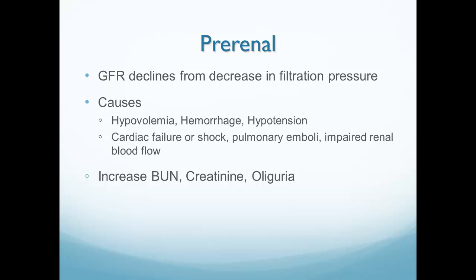So our GFR is going to decrease because of a decrease in our filtration pressure, because there's less blood flow getting to the kidney. What we're going to see as far as our symptoms goes is an increase in our BUN and creatinine. Those are going to start to rise over a period of a couple days here. Oliguria, so a decrease in our urine output. There's not enough blood flow getting to the kidney, so therefore there's not going to be enough filtration and enough urine being produced.